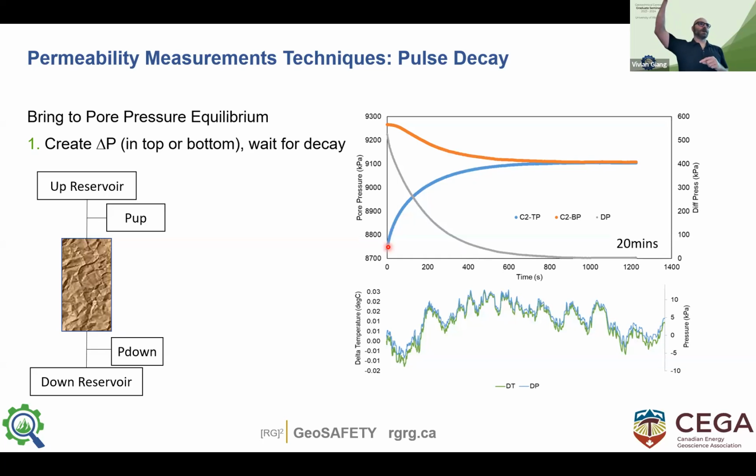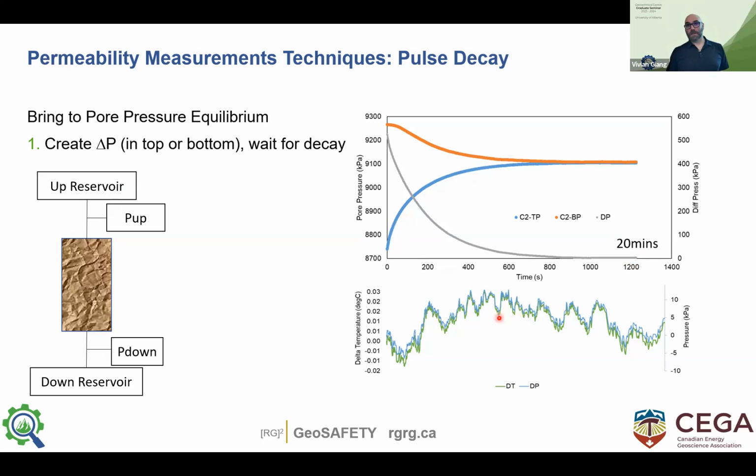So we just dropped the pressure on the top side of the specimen and then watched the pressure from the bottom side propagate through. And you wait for decay. So in this case, complete pressure decay in 20 minutes.